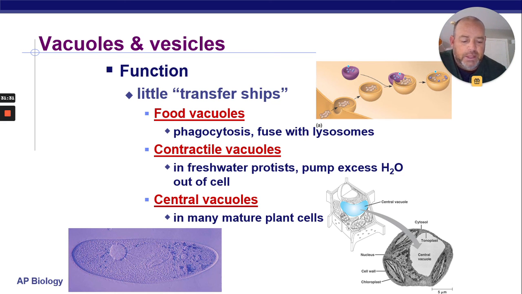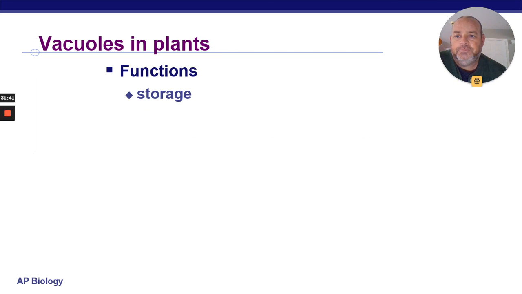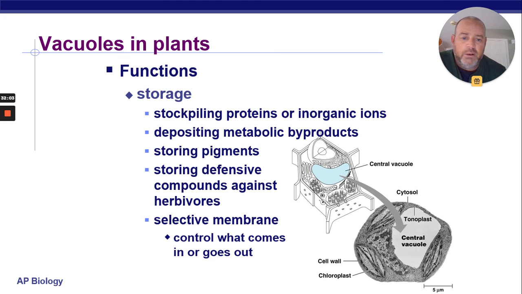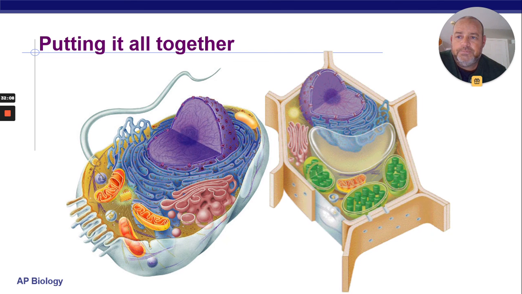And then central vacuoles, plants have these in a lot of their cells, so they can store water. So they can do photosynthesis even when it's not raining, they'll have enough water in their cells to do photosynthesis. We also have some vacuoles for storage, and it can store a lot of different things. It can store proteins, metabolic byproducts, pigments, defensive compounds, tons of stuff, right? And these have selective membranes, which is going to control what goes in or out. And so lots of different functions for vacuoles.